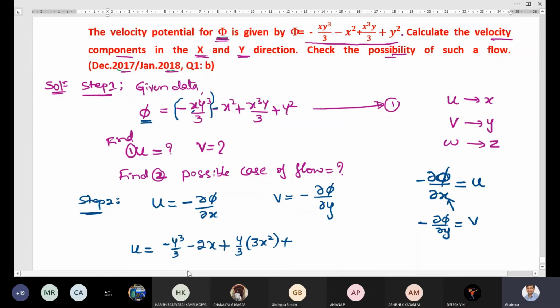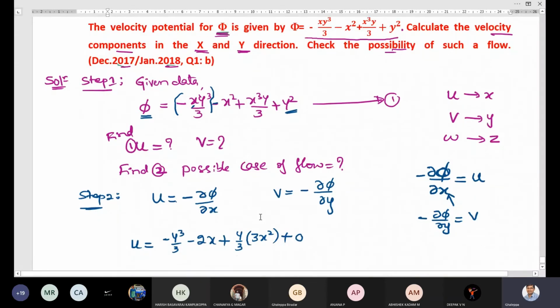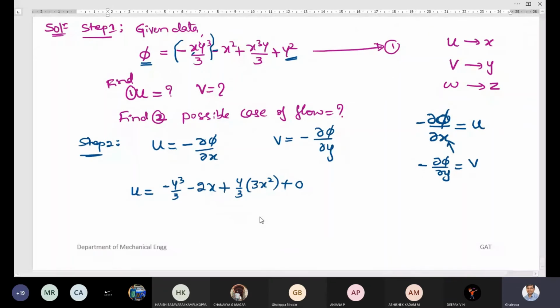Plus, here in the last term, it is y function. So we are differentiating with respect to x. So this will be treated as a constant, and differentiation of a constant is 0. So only 3 terms are there. So I will write those 3 terms here. Minus y cube by 3 minus 2x, and this 3 and the 3 get cancelled. So x square y is the value of u.